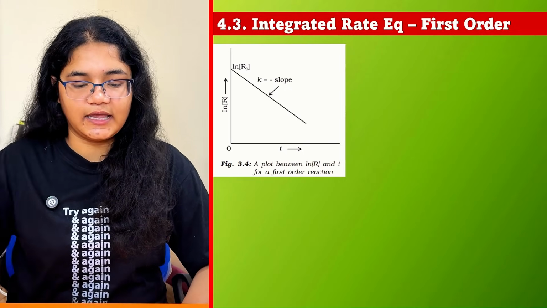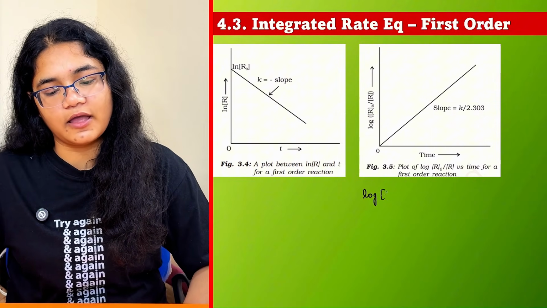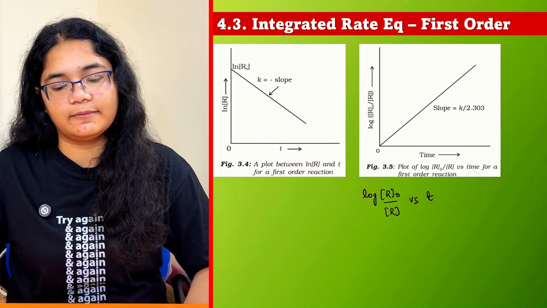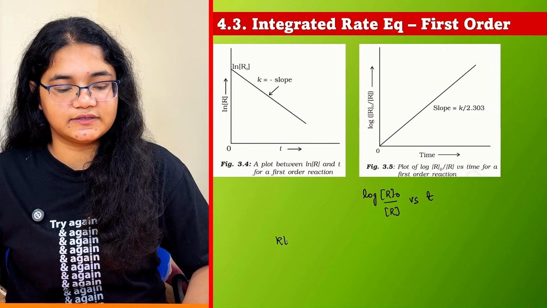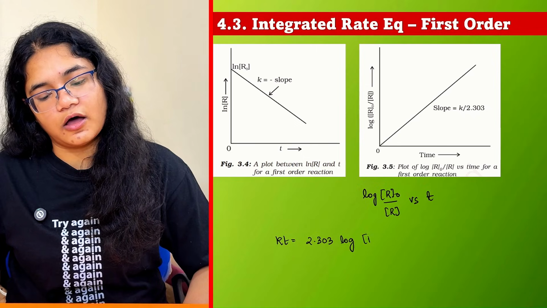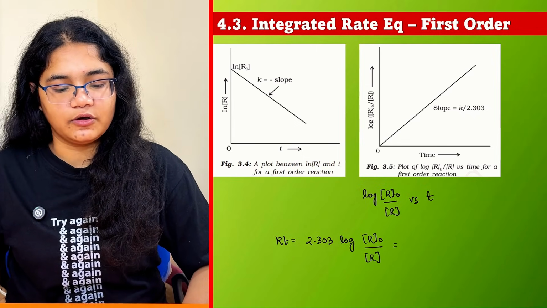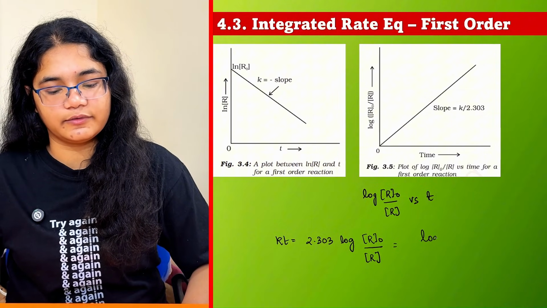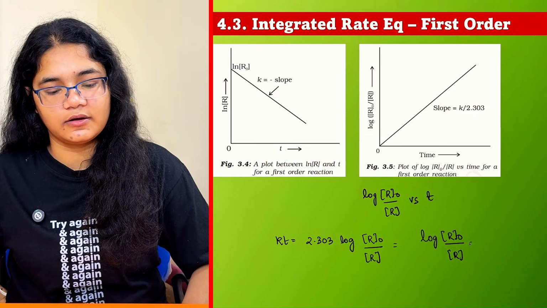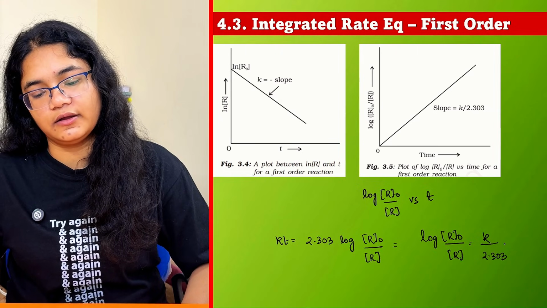Now let's see another equation. If you have to draw log R naught by R versus time, how can we solve this one? The equation is Kt equal to 2.303 log of R naught by R. So I can reframe it: log R naught by R is equal to K by 2.303 into t.